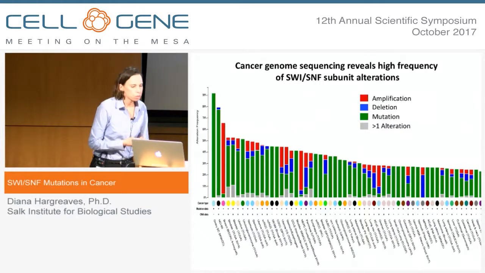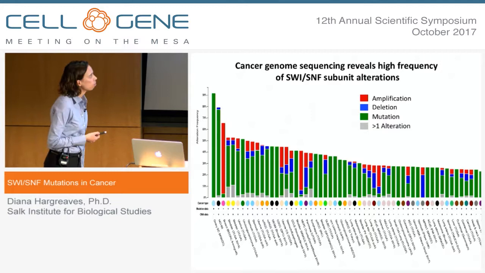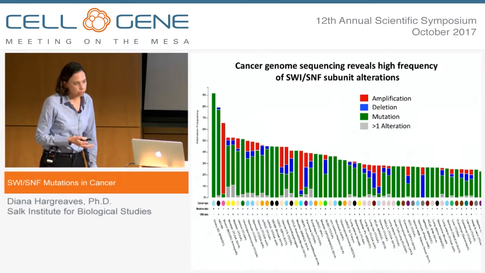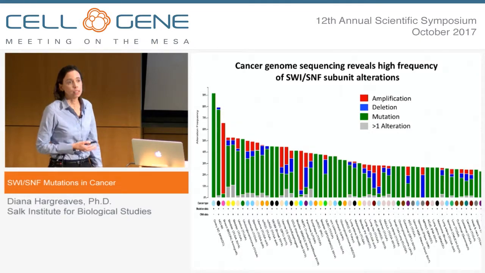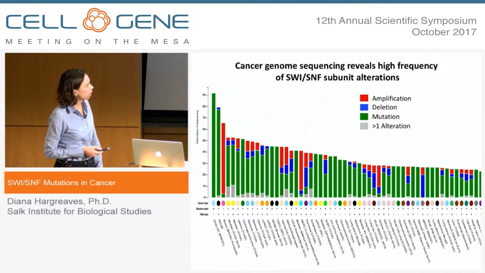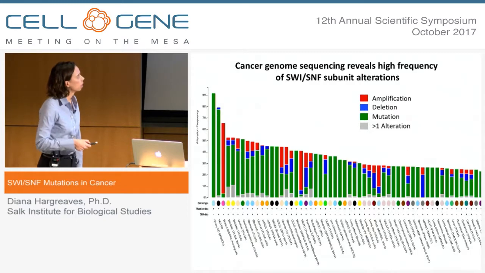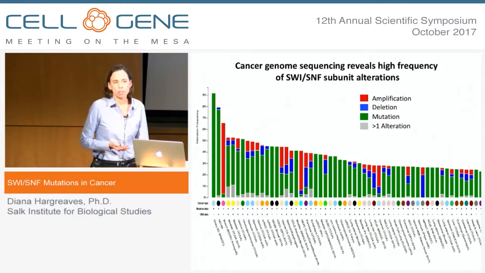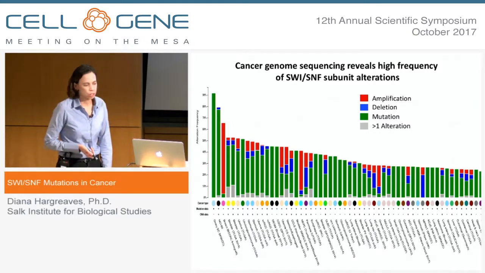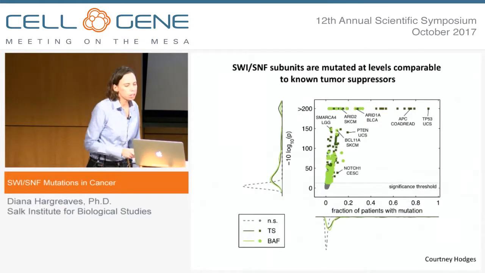Fast forward 20 years and many sequencing studies later, we now have a very rich resource through cBio, where we can appreciate that these genes are mutated in a large array of tumor types. This is simply the mutation frequency of all SWI/SNF subunit genes across each of these different cancer types. We now estimate that over 20% of human cancers have a mutation in one of these genes. So this is a very important and newly appreciated function.